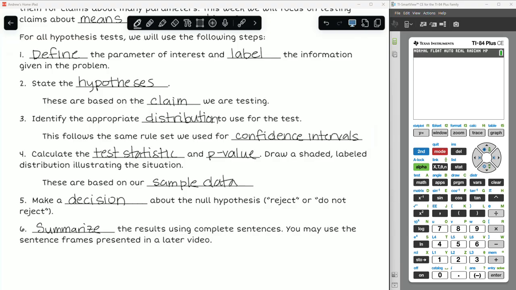Over the next couple of videos in this series, we're going to look more closely at each of these steps: what the hypotheses are and how we write them, how we find test statistics and p-values, how we make decisions, how we summarize, including sentence frames that you can use to summarize.